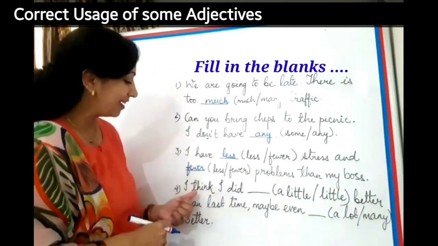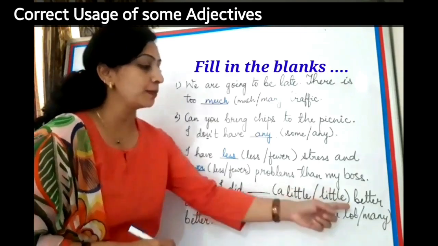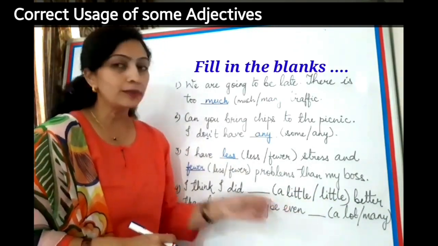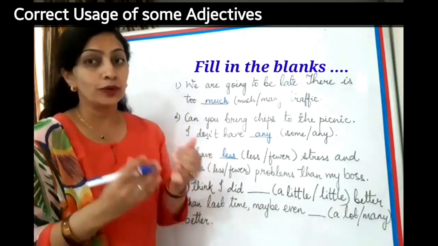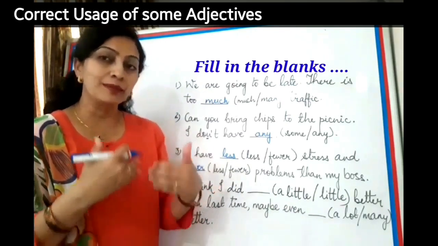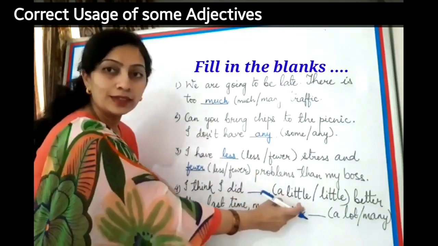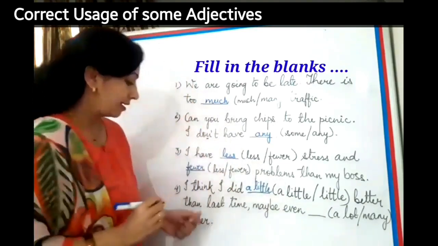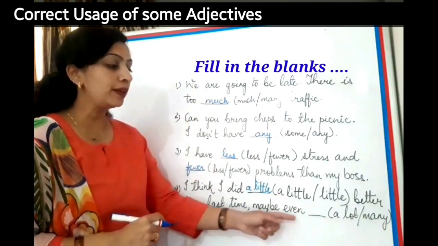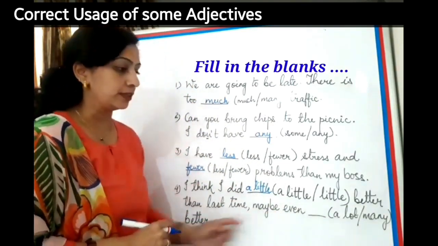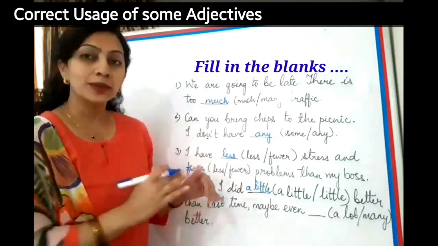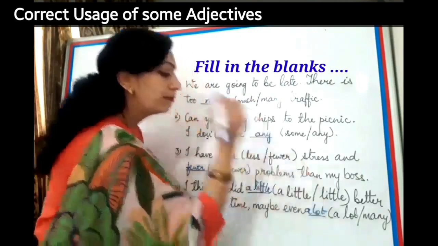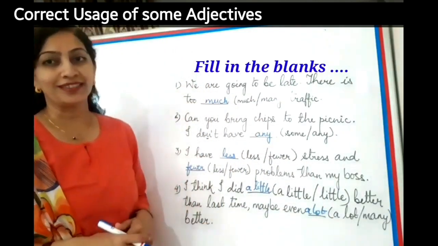Let's try to fill in. I think I did dash better. Now you have two options here, a little and little. A little means some amount. So if we are talking about performance in better terms, then of course we will write a little. Than last time, maybe even dash better, a lot or many. So here in the last one, maybe even a lot better, not many better.